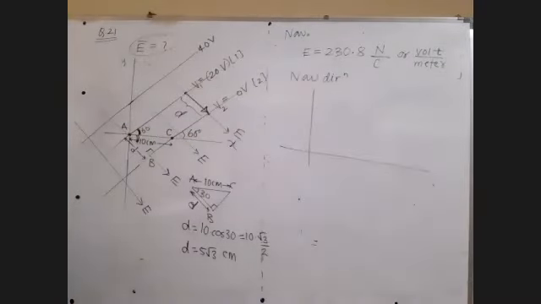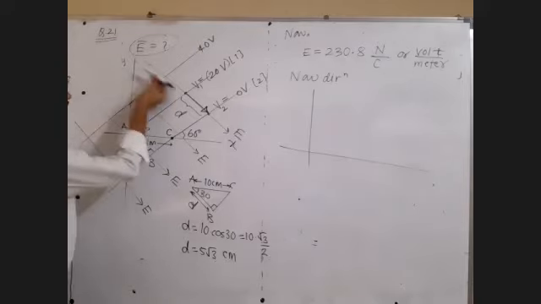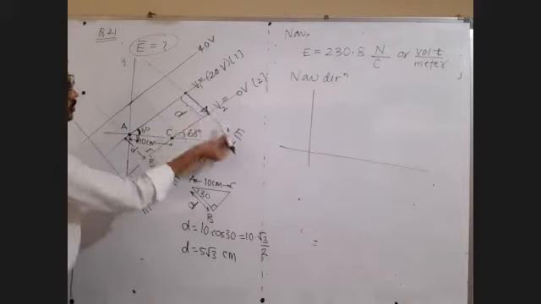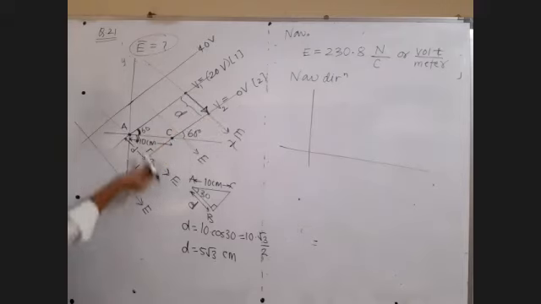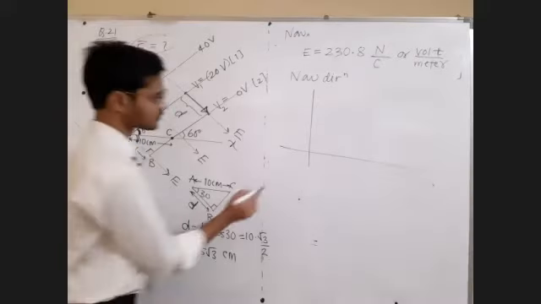To find out the direction, very simple. You take any vector in this direction having magnitude equal to 1, so that it will be a unit vector. Okay, so let us take the vector at this point, at origin.